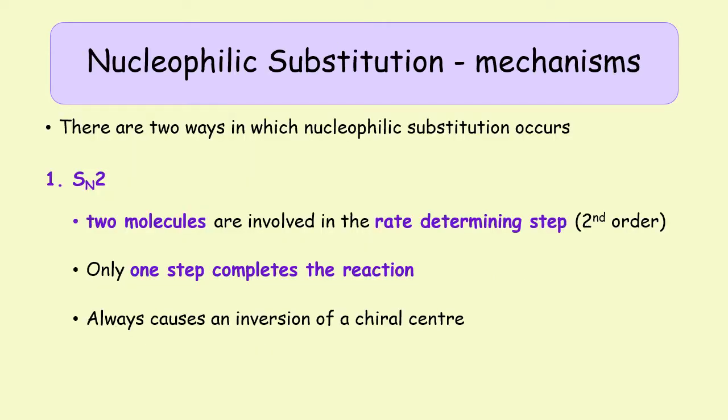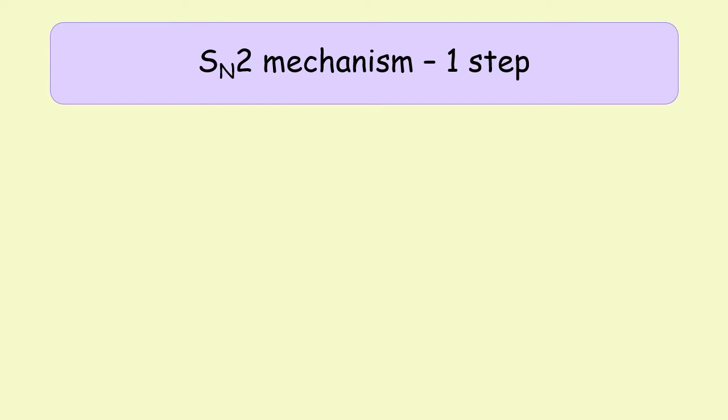Now the second mechanism, the nucleophilic substitution type 2, shortened to SN2, this involves two molecules within the rate determining step. And overall, there's only one concerted step by which this reaction occurs. However, you do need to be able to draw an intermediate to this reaction. If you have a chiral carbon involved, you will always get that chiral carbon switching from one form to the other because of the way in which the mechanism proceeds. So we will see this mechanism.